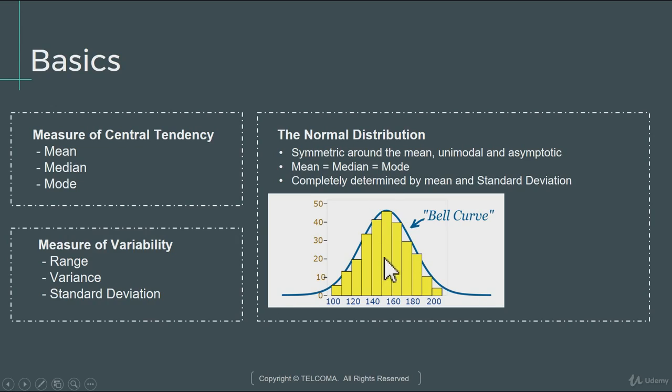Now, what are the properties? It's symmetric around the mean, it's unimodal, and it's asymptotic. When I say it's symmetric around the mean, the mean would be at the center. Let's say this is the mean. If I cut this into two halves, the first half and the second half would look exactly the same. That's why it's symmetric. It's unimodal, which means that there's only one value which occurs most frequently, and that comes in the middle section. So if you observe over here, we have the values 140, 160. And if you look at the middle bucket over here, this is that value which occurs most frequently in the data set.